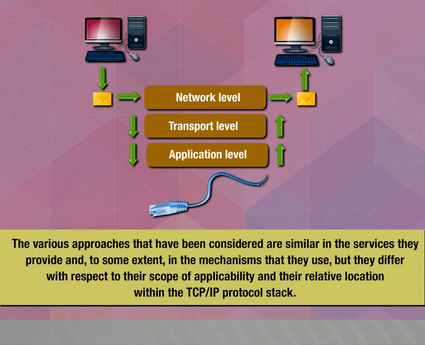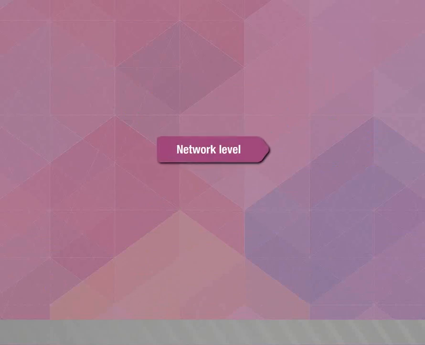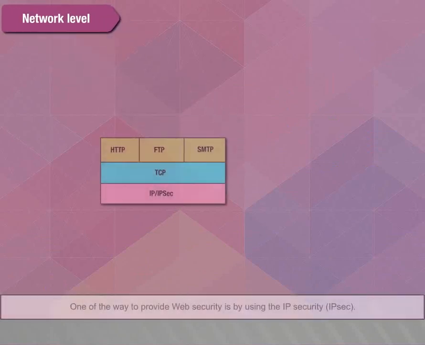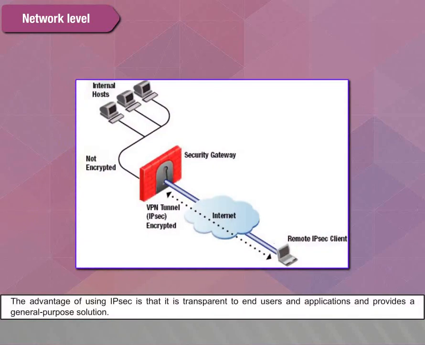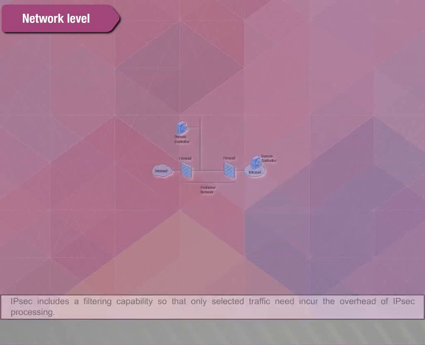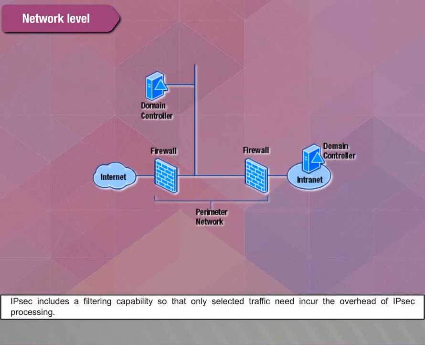Network level. One of the ways to provide web security is by using the IP security, IPsec. The advantage of using IPsec is that it is transparent to end users and applications and provides a general-purpose solution. IPsec includes a filtering capability so that only selected traffic need incur the overhead of IPsec processing.